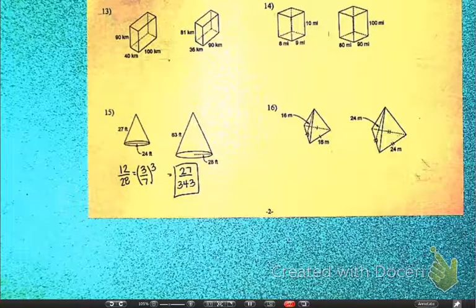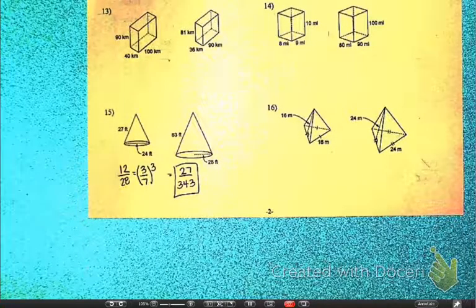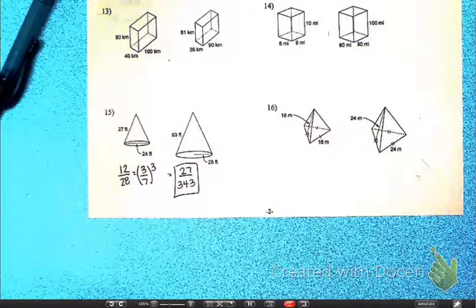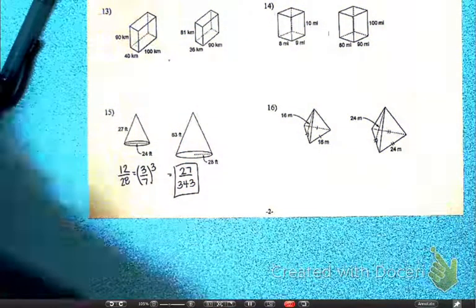Any other questions, comments, or concerns? Okay, make sure this gets attached to page 55. This is the last section before your test.